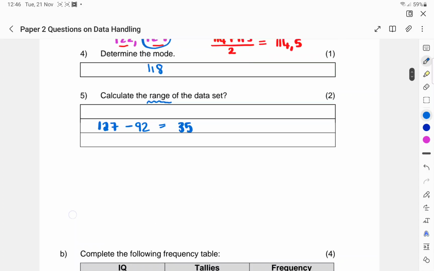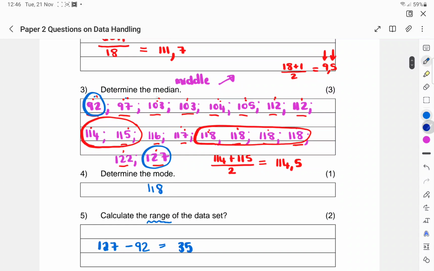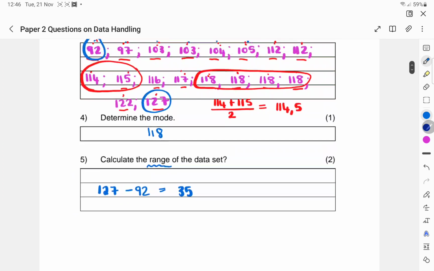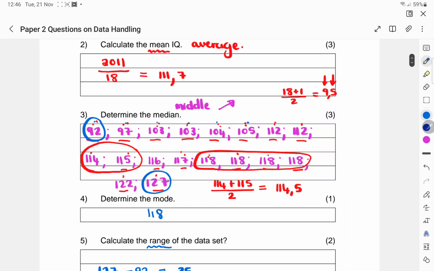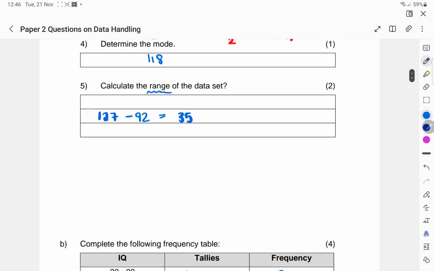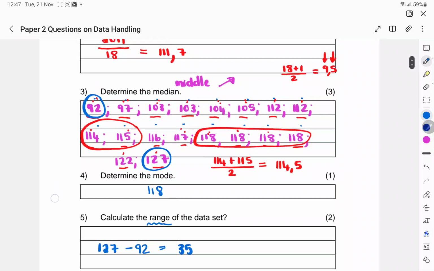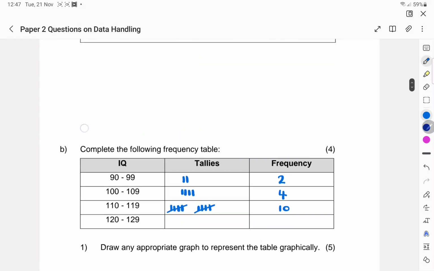Okay, so 100 to 109. Let's quickly see. There's 1, 2, 3, 4 of them. So 4 stripes, and there's 4 of them. Then from 110 to 119, 1, 2, 3, 4, 5, 6, 7, 8, 9, 10 of them. So 1, 2, 3, 4, 5, 1, 2, 3, 4, 5. So there's 10 of them. And then 120 and up, there's 2 of them.